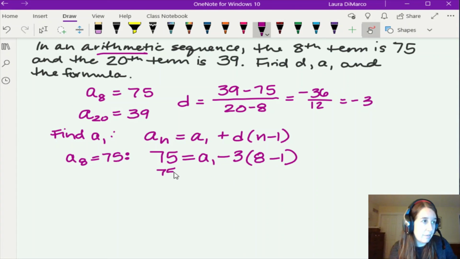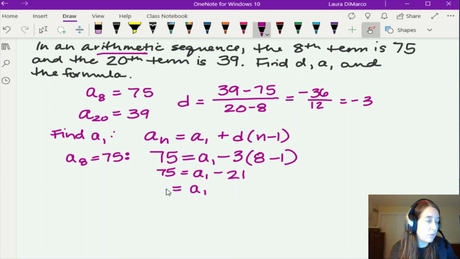So that's 75 is equal to a sub 1. Let's see, this is -3 times 7, so -21. So if I add 21 to both sides, I get a sub 1 is equal to 96. Okay, well, now that I have those terms, the rest is simple, right?